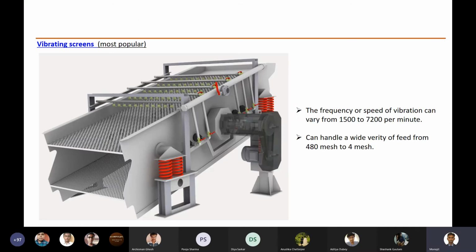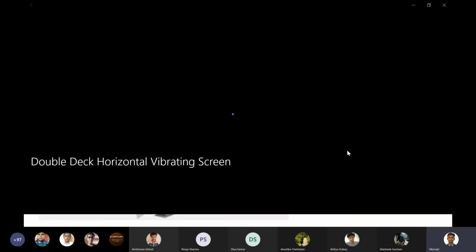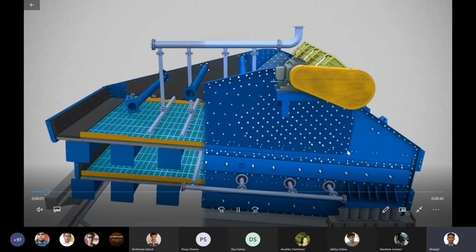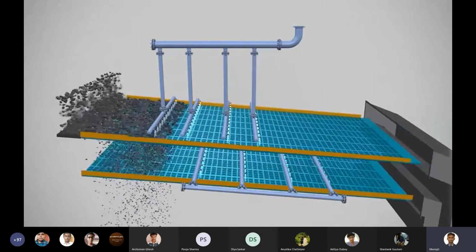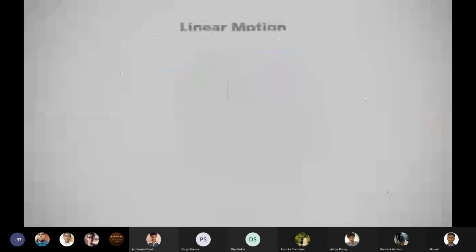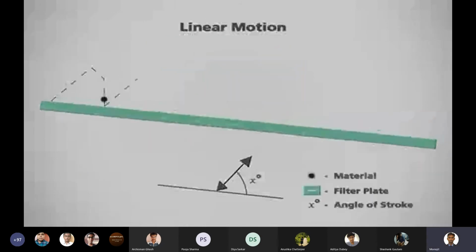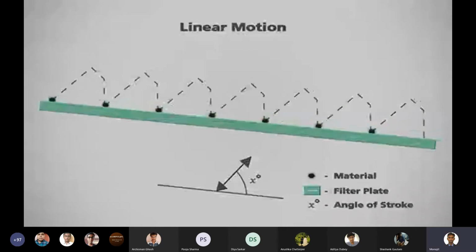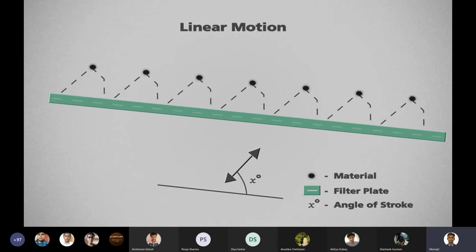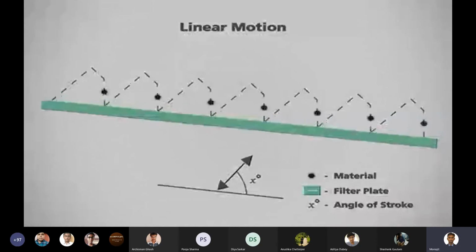This is the vibrating screen. This is the most popular one. I think we have seen one video of the vibrating screen. This is all the mechanical information which is given. You can go through this slide. I'll share it. Just see how it operates. This is a double-decker one, similar to the problem that we have solved. So you put the particles on the top of it. You have linear motion here, and the motion can be different also, depending on what you want to separate and what is the physical nature of your particle.